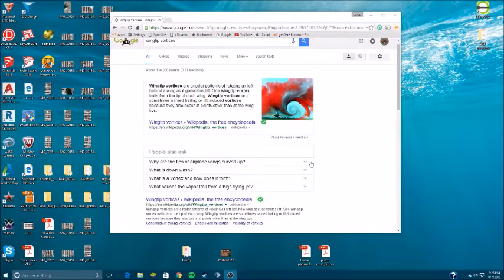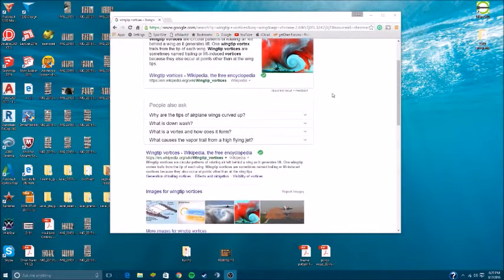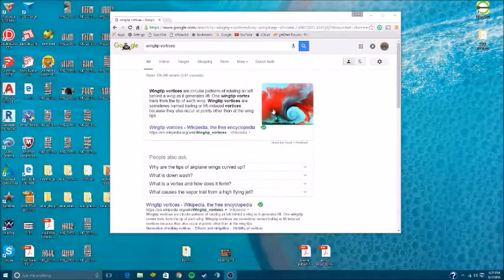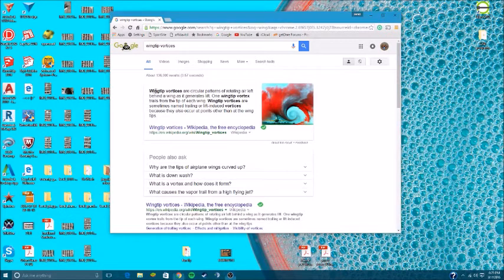Alright guys, so today I want to talk about some physics and things that plague aircraft today, and some of the problems that need to be solved that haven't been solved yet with aircraft. The first one I want to talk about is wingtip vortices, and there's controversy as to why these form and what they do to the aircraft.